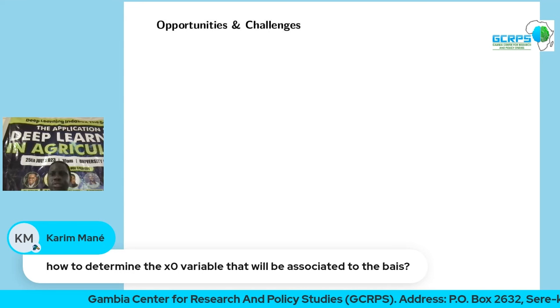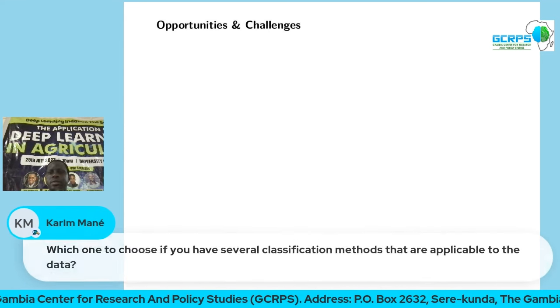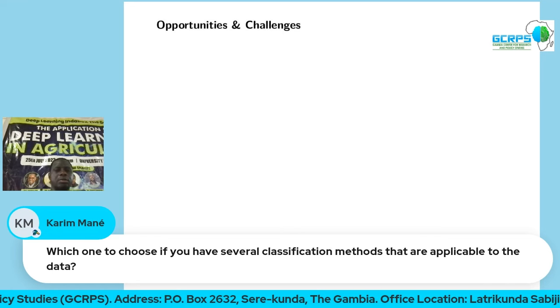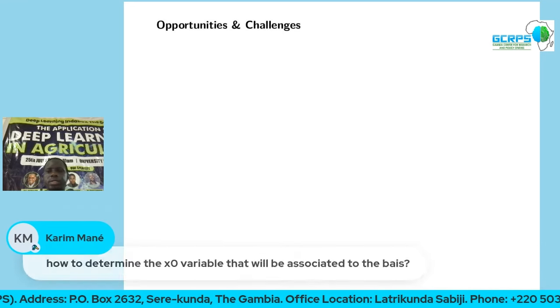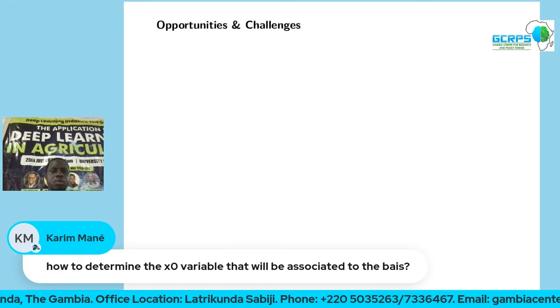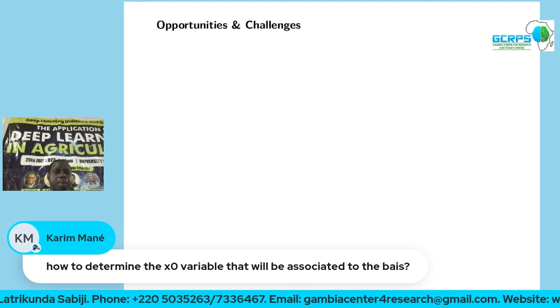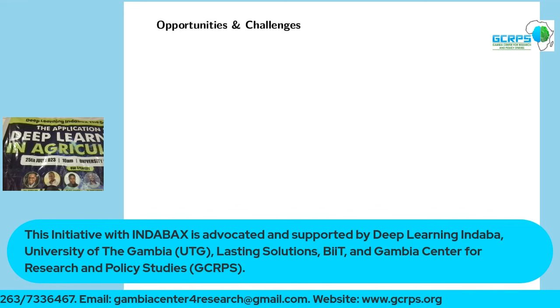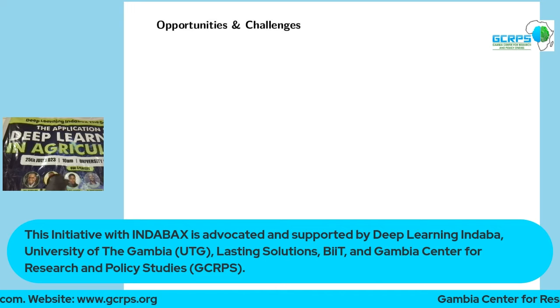Okay, there are some questions online. Okay, this I saw already. How to determine the X0 variable that will be associated to your bias? Ah, okay. Typically, we just set that to one. The X0 we set to one. So it's just the B that you worry about. X0 is one.